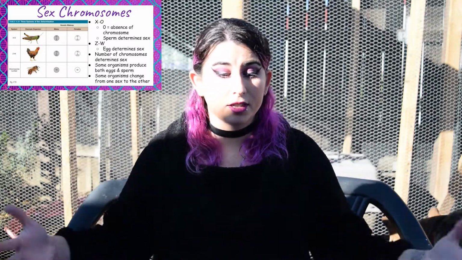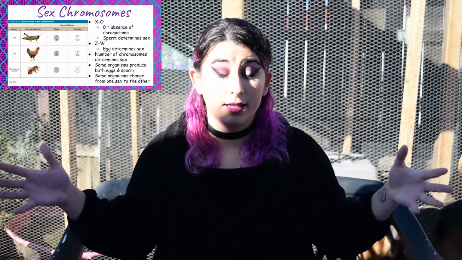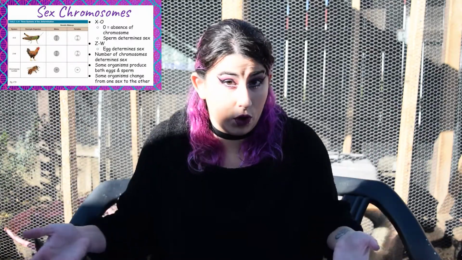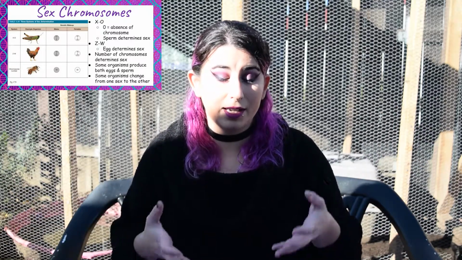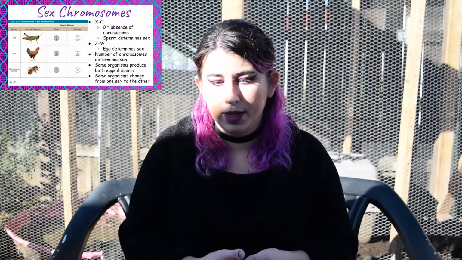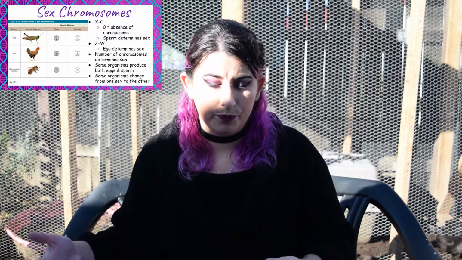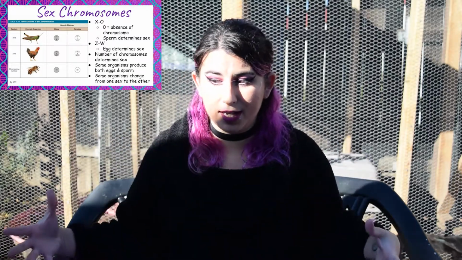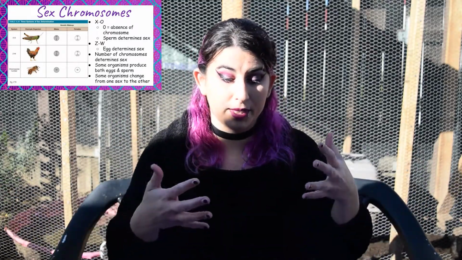And then another system of sex determination is just the number of chromosomes an organism has. So like in bees, males only have 16 chromosomes and females have 32. They don't have any specific sex chromosomes. It's just the number of chromosomes they have.